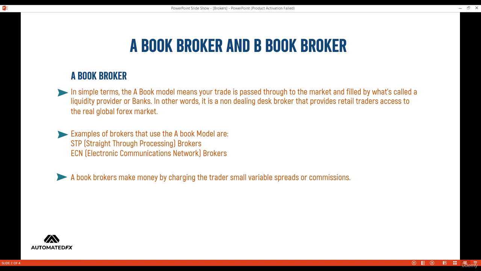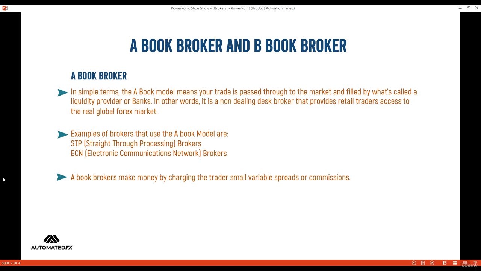Okay, so like I said in the last video, we have different types of brokers, and there are basically two categories of brokers. Brokers are divided into two categories. We have what we call the A-book brokers and the B-book brokers. The A-book brokers are brokers who use the A-book business model, and the B-book brokers are brokers who use the B-book business model.